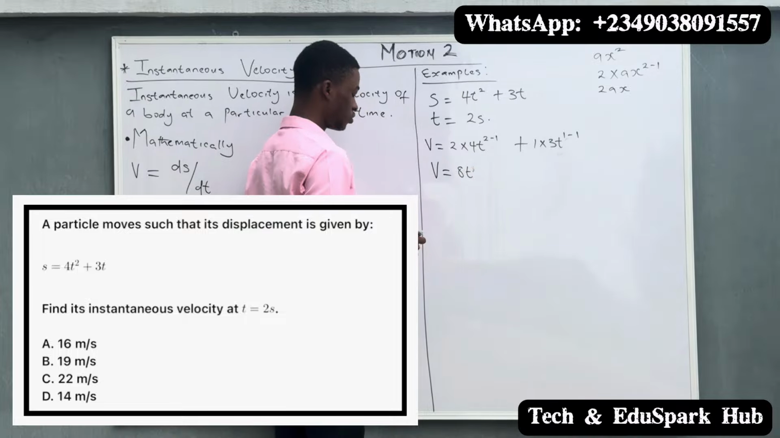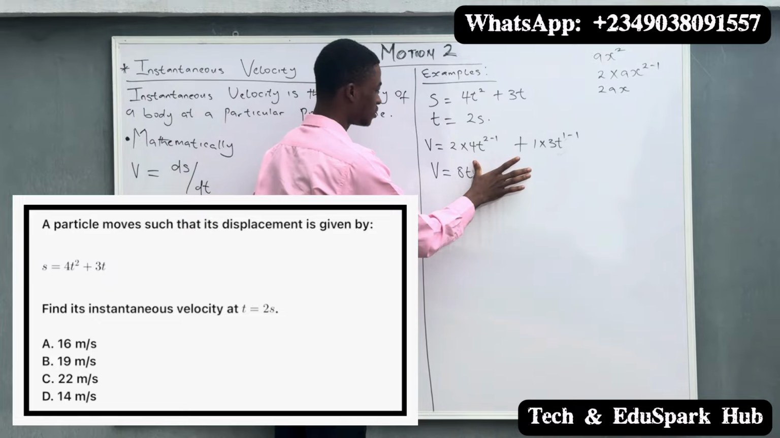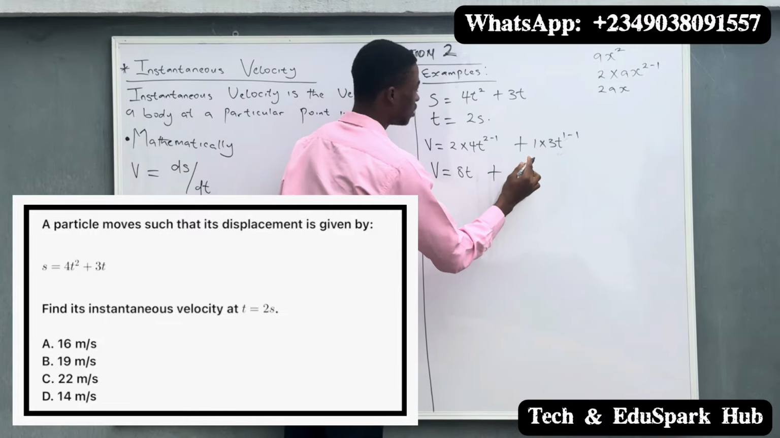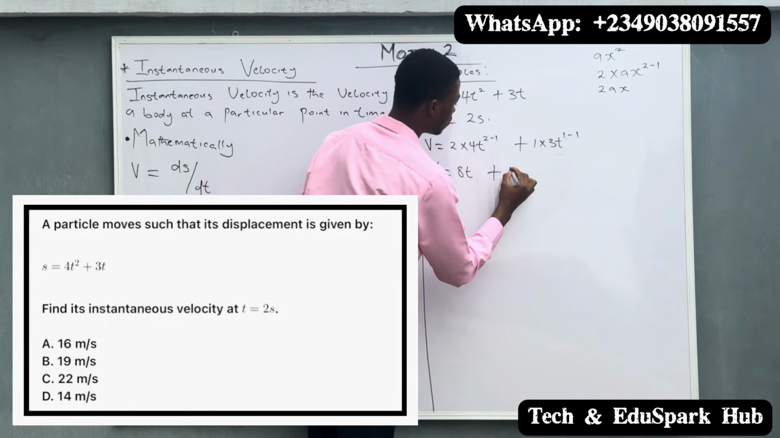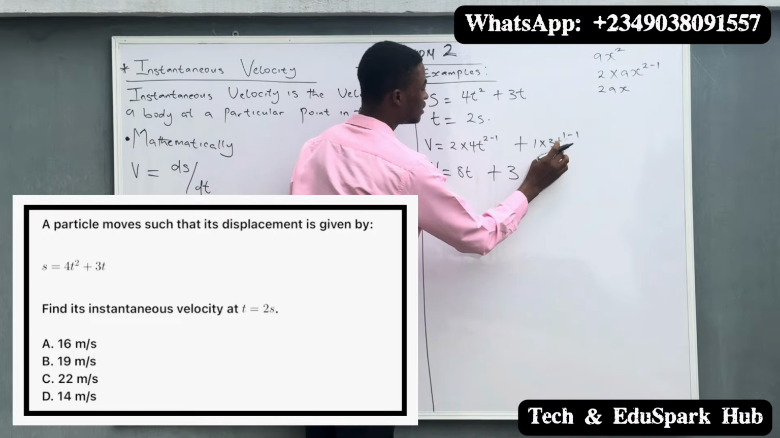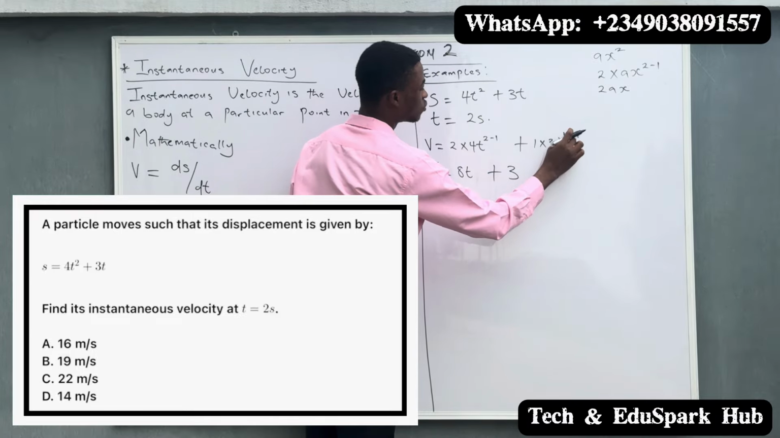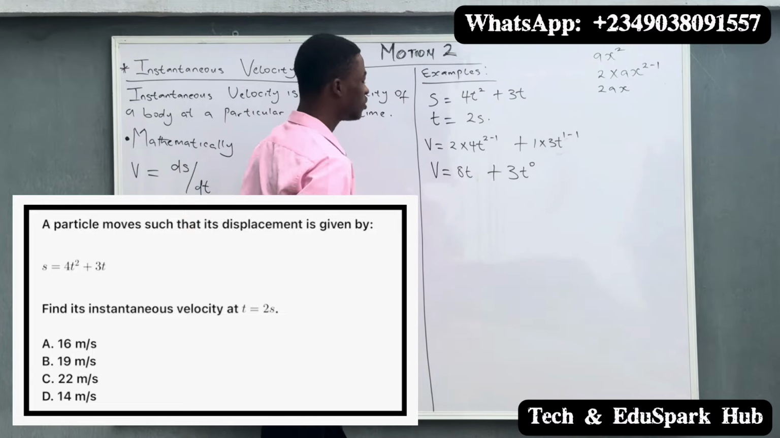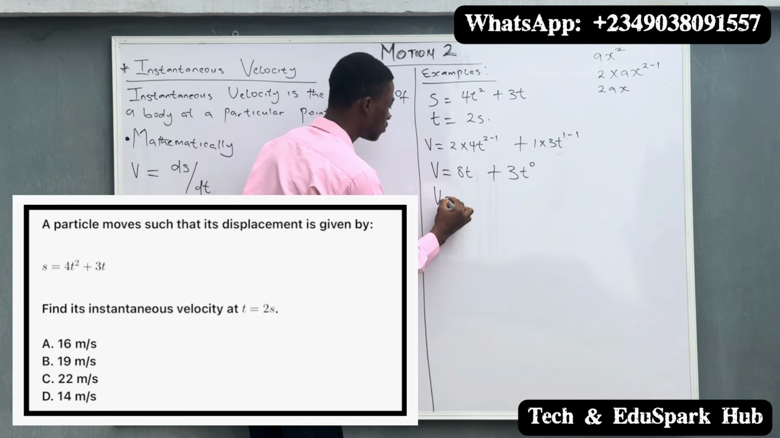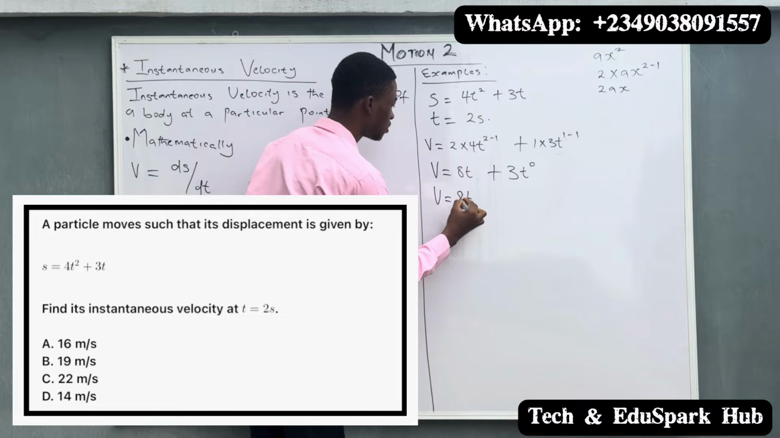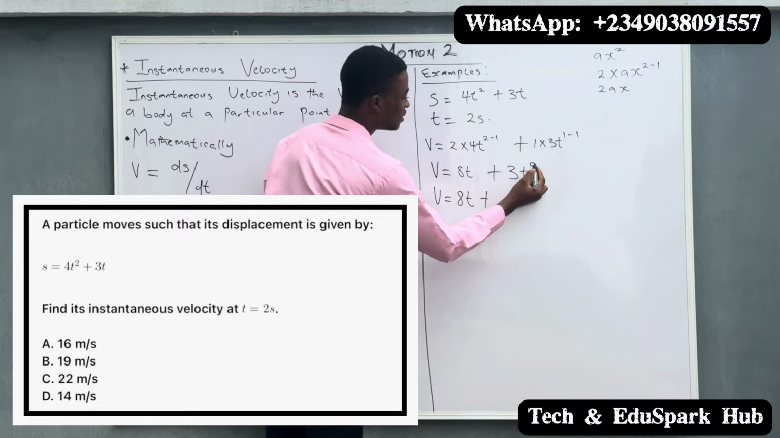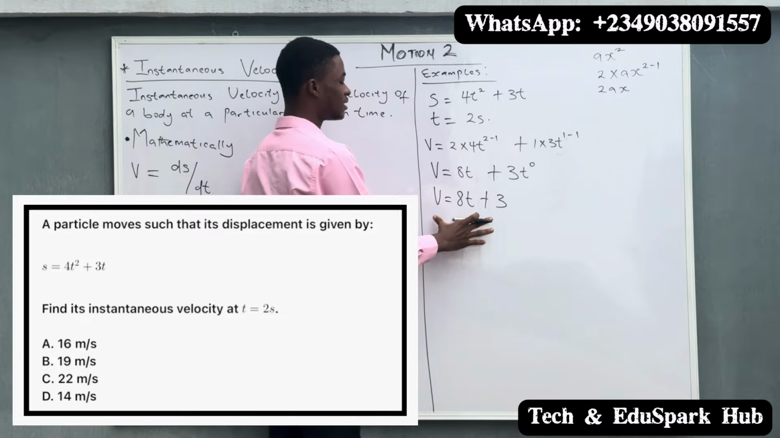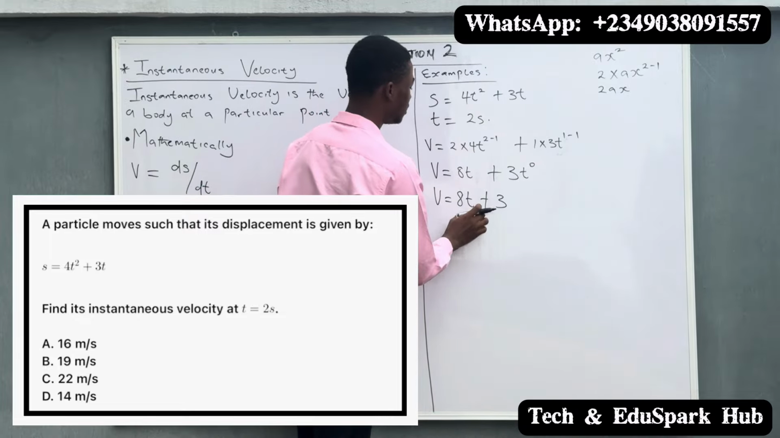So we just have 8t in this case, plus 1 multiplied by 3t will give us 3t, but with t raised to power 1 minus 1, which gives 3t raised to power 0. And anything raised to power 0 is 1. So we have v equals 8t plus 3, because 3 multiplied by 1 will give us 3. And that is how we have v equals 8t plus 3.